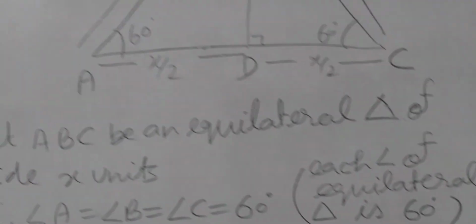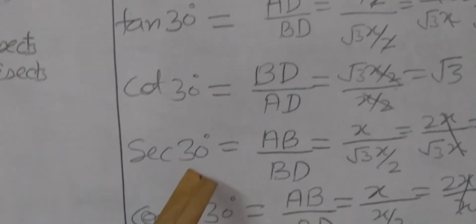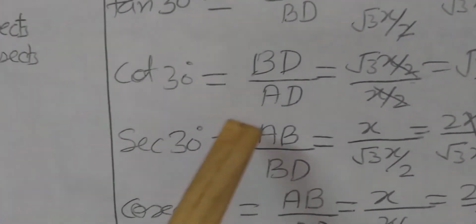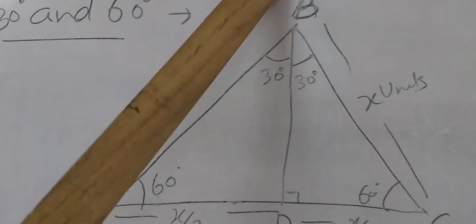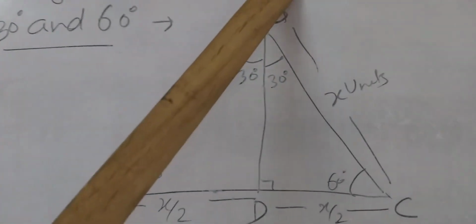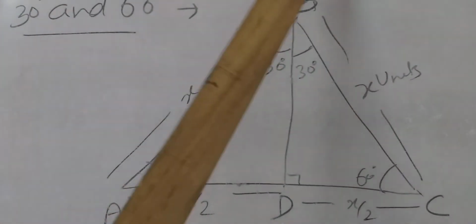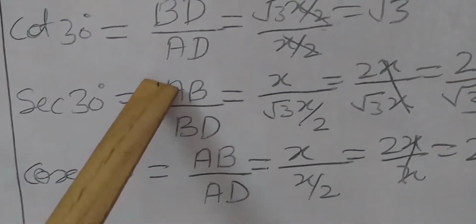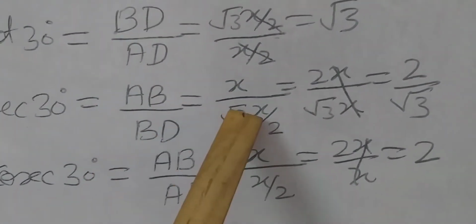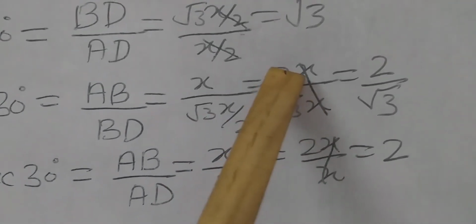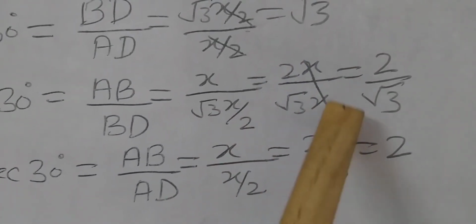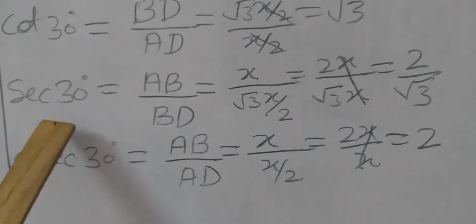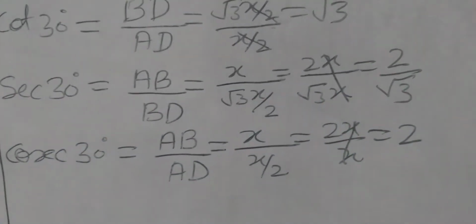Now students, sec theta equals H upon B. For 30 degree, the hypotenuse is AB and the base is BD. So AB upon BD. AB is x, BD is root 3x by 2. So it becomes 2x upon root 3x. The x cancels. Sec 30 equals 2 upon root 3.